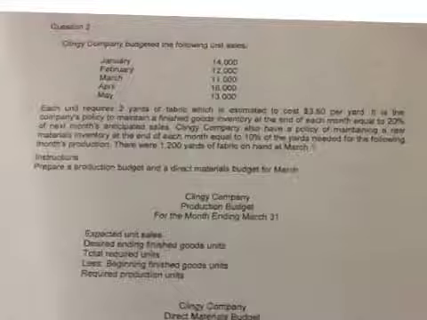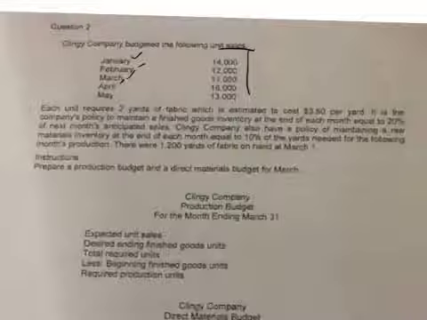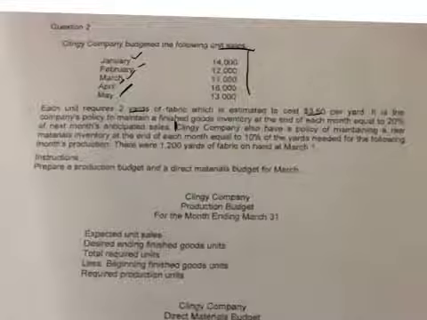Now, question 2. Clingy company budgets the following unit sales. So there you have the sales for January, February, March, April, and May. Each unit requires 2 yards of fabric and is estimated to cost $3.50 per yard. It is the company's policy to maintain a finished goods inventory at the end of each month equal to 20% of next month's anticipated sales. So that is our production budget down here.